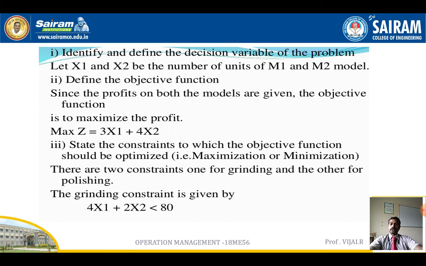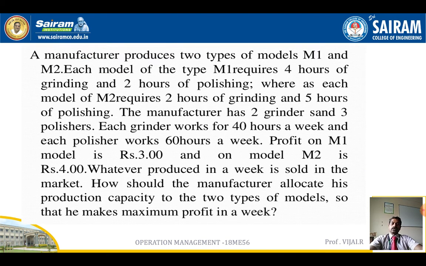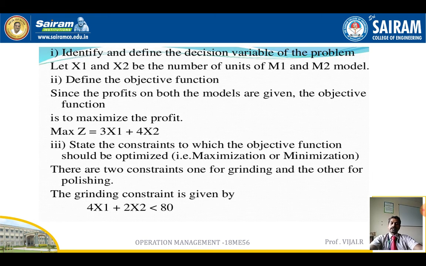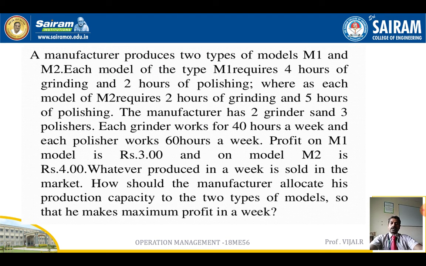Maximization or minimization. Here the grinding constraint is given. In grinding, x1 and x2: model 1 requires 4 hours of grinding and 2 hours of polishing. So I am writing 4x1 plus 2x2. The manufacturer has 2 grinders. I am going to concentrate on only the grinder first, then we are going for the polisher.